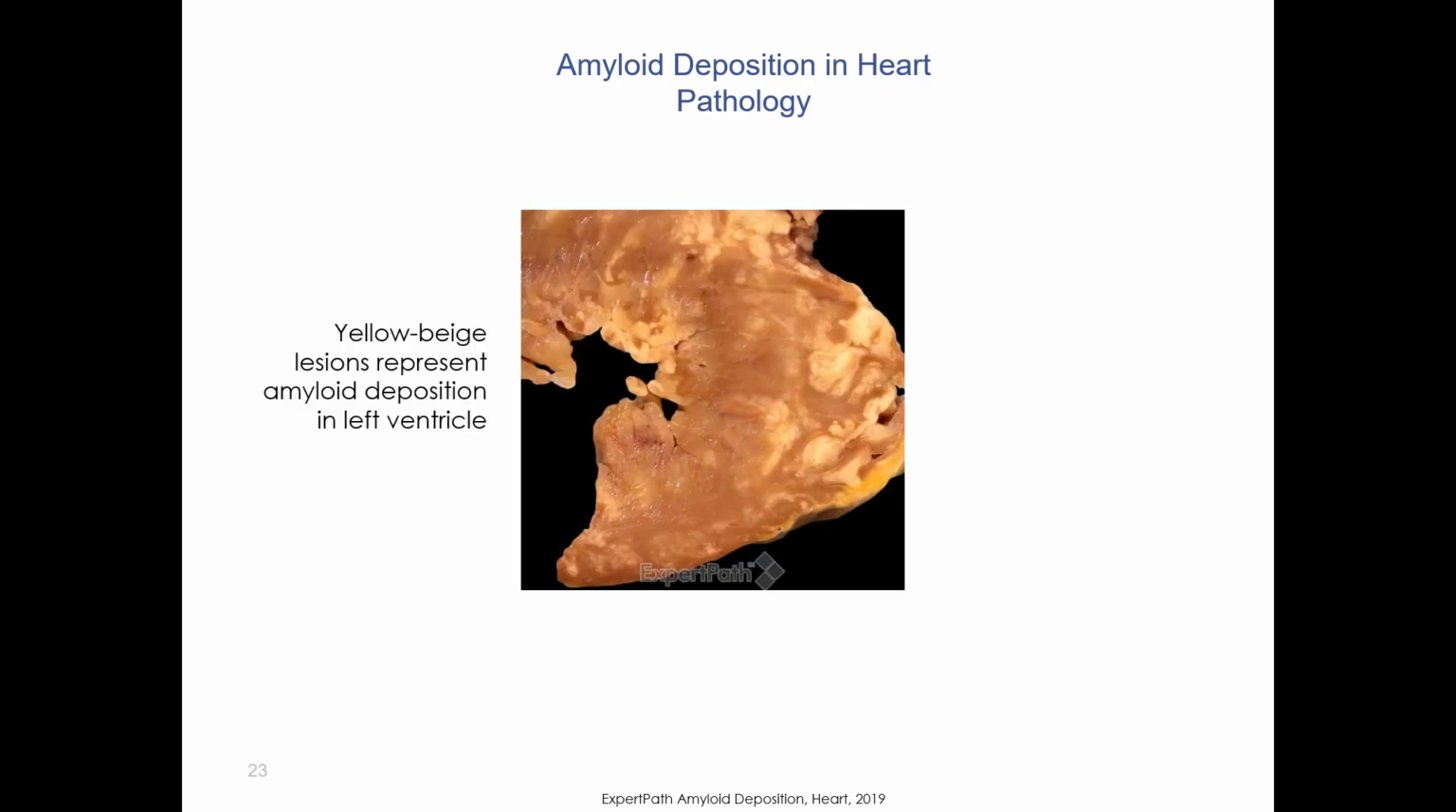Let's take a look at a gross picture with amyloid deposition. Here is our photograph. You can see these yellow-beige lesions represent amyloid deposition in the left ventricle. You can see it here, here, here, and here.